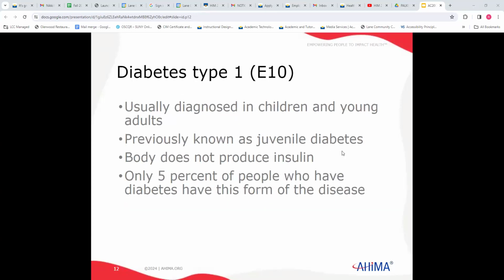Type 1, we used to refer to as juvenile diabetes, but now that term is falling out of favor, and we call it type 1. Type 1 is usually diagnosed in children and young adults, and in this case, the body doesn't produce enough insulin. This is roughly 5% of all the people who have diabetes. So it is congenital, usually something congenital with the pancreas where not enough insulin is being produced.